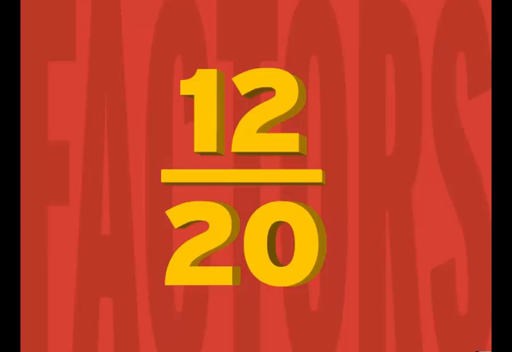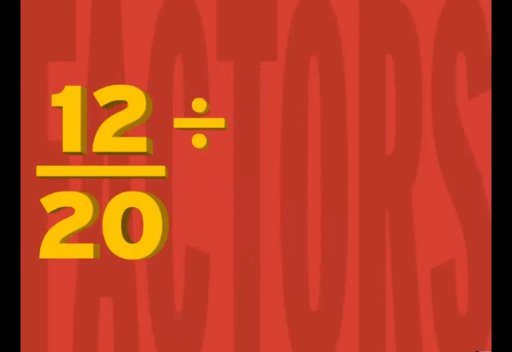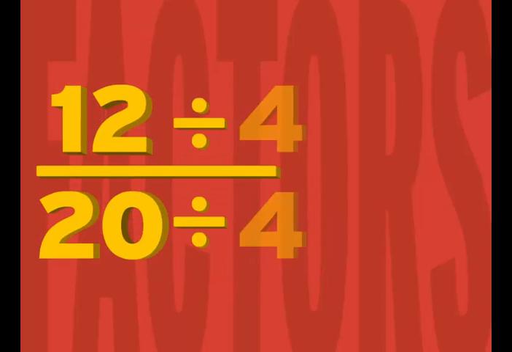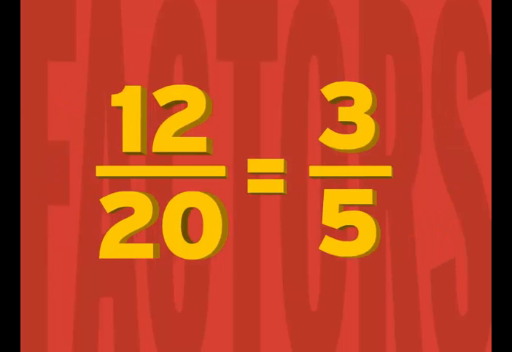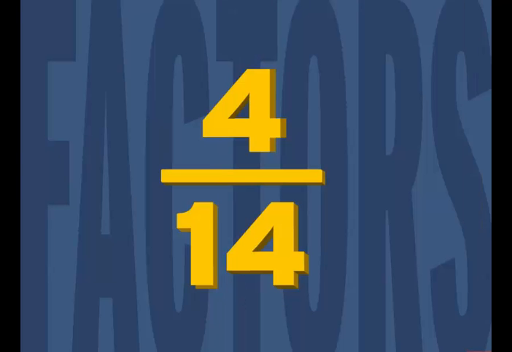To reduce that fraction, you just divide both the numerator and the denominator by their greatest common factor. 12 divided by 4 is 3, so our numerator is 3. And 20 divided by 4 is 5, so our denominator is 5. So 12/20 reduced to the simplest possible terms is 3/5. Let's try it again with 4/14.